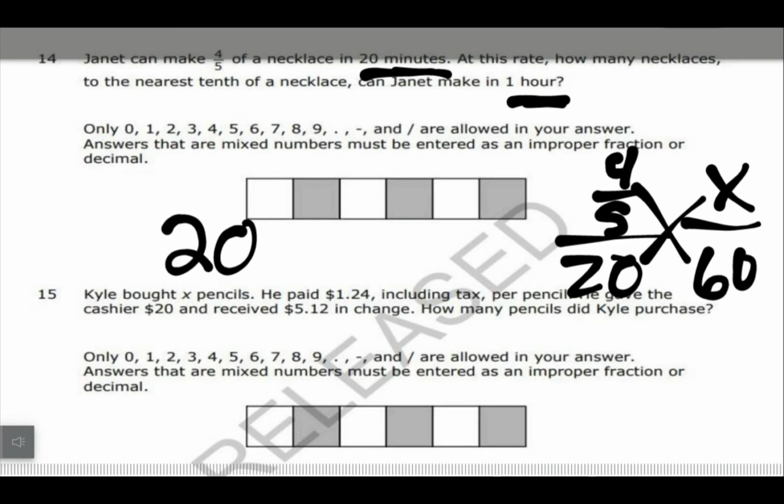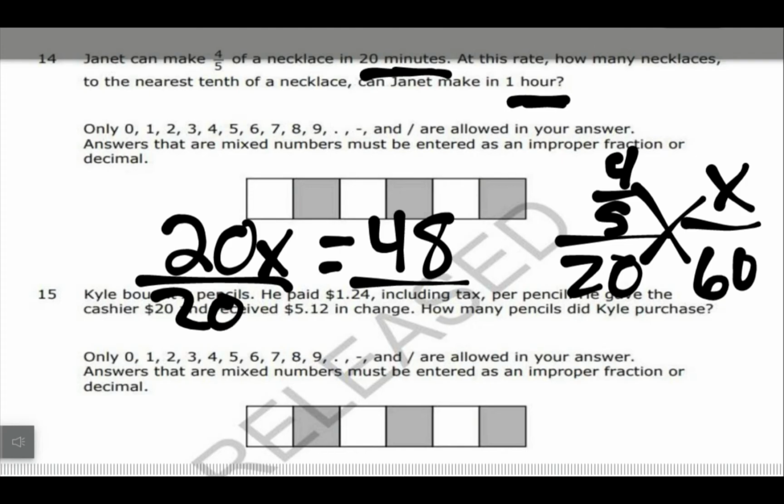So that gives me 20x equals, and then I want to multiply 4/5 times 60. Okay, that's 48. And then I want to get x by itself, so I want to divide by 20. All right, and that would give me 2.4. All right, so it would be 2.4.